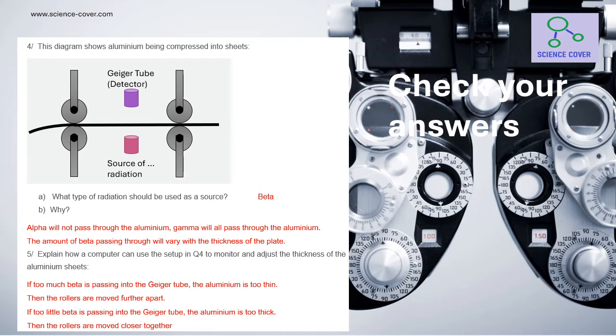Explain how a computer can use the setup in question 4 to monitor and adjust the thickness of aluminium. If too much beta is passing into the Geiger tube, then the aluminium must be too thin, so the rollers move further apart. But if too little beta is passing into the Geiger tube, then it means the aluminium is too thick, so then the rollers pinch closer together.